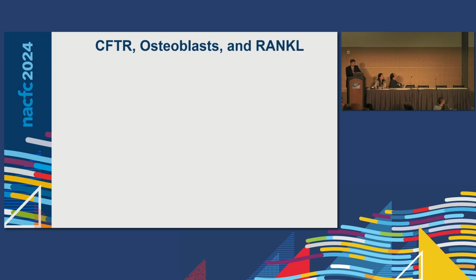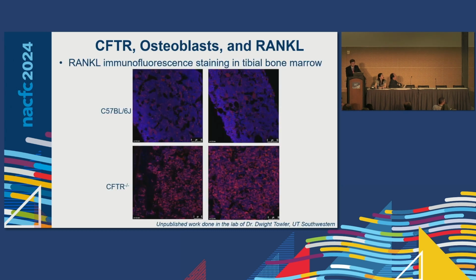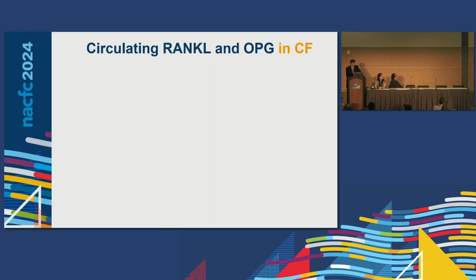I'm going to show you one slide on RANK ligand in CFTR. This is from unpublished work done in the lab of Dr. Dwight Towler at UT Southwestern. He compared the C57 black mice to CFTR knockout mice, and in red you see the massive increase in RANK ligand production in those animals.